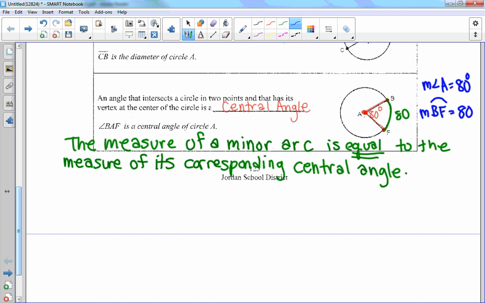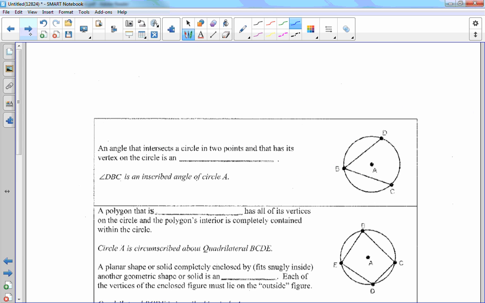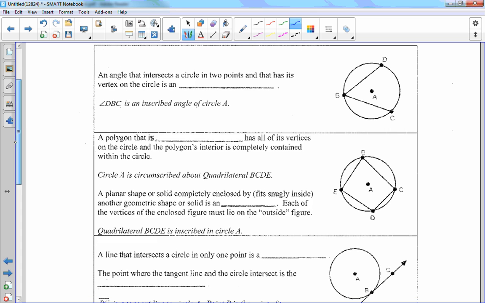Okay, inscribed. And now our angle looks different and no longer has the vertex on A. The vertex is now on the circle as well. So both endpoints of the angle and the vertex are all on the circle. And notice the angle is on the inside of the circle. This is called an inscribed angle.